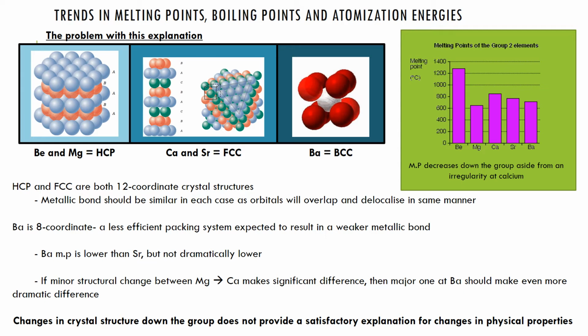FCC structure. A hexagonally close packed and a face-centered cubic crystal structure are both 12 coordinate crystal structures. That means that every atom within that crystal is surrounded by 12 other atoms. And in that case, the metallic bond should be quite similar because atomic orbital overlap will be exactly the same, and electrons will delocalize in a fairly consistent manner between those 2 crystal structures.